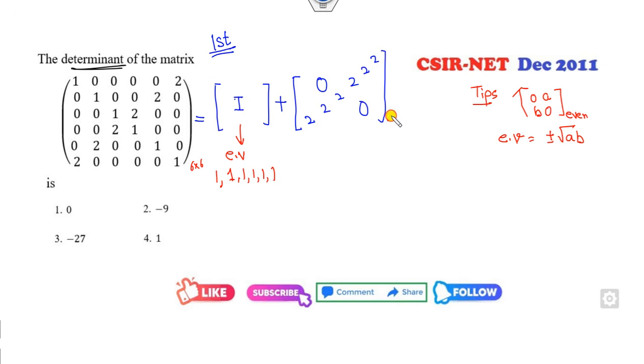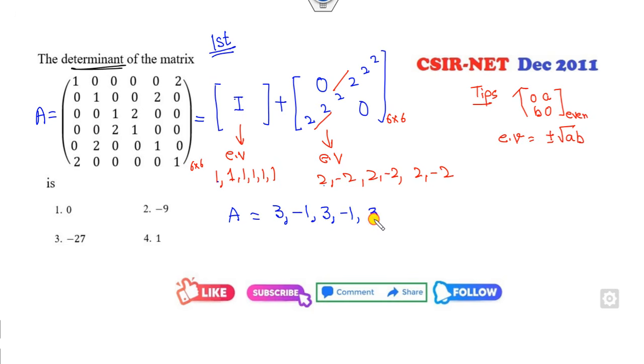Fine. Now it is a 6 cross 6, so the eigenvalues of this are 2, minus 2, 2, minus 2, 2, minus 2. So what are the eigenvalues of this matrix A? 1 plus 2 is 3, 1 minus 2 is minus 1, so 3 and minus 1. The product of these eigenvalues is my determinant. Minus 27 is the right answer of the problem.